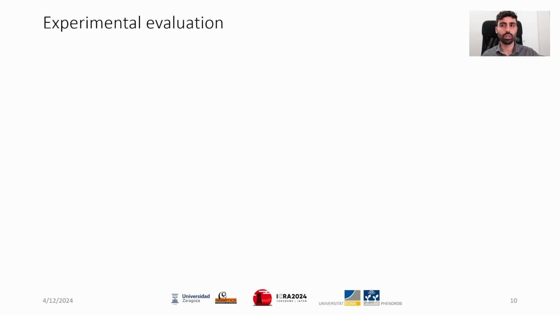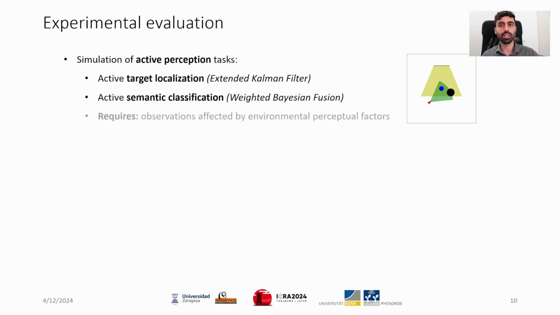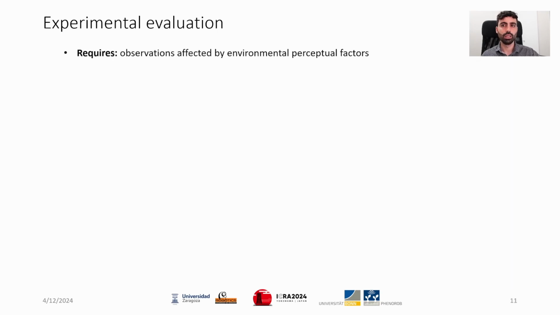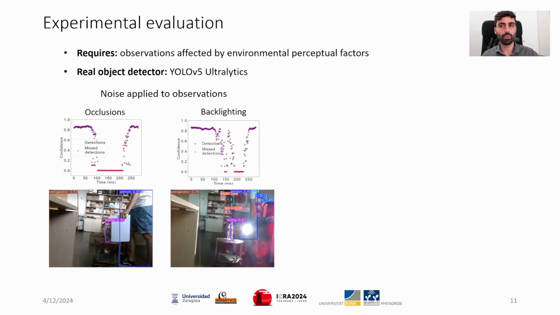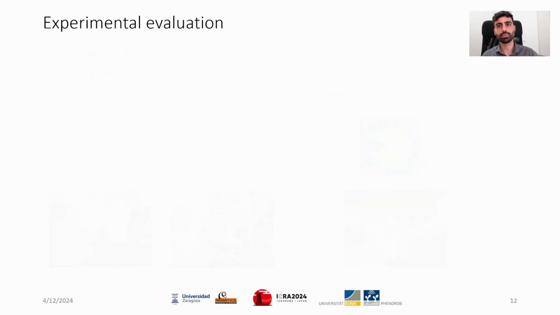To evaluate this framework, we perform simulated experiments in the task of active target localization and semantic classification. Something important is that we need a simulator that incorporates the perceptual effects. We also deploy the planning pipeline in a real robot. As I said, for the simulator, we need to model how perceptual factors affect the observations. We do this by studying how a real object detector behaves in terms of the noise applied to the observations and the confidence output of the detected classes. You can check the details in the paper.